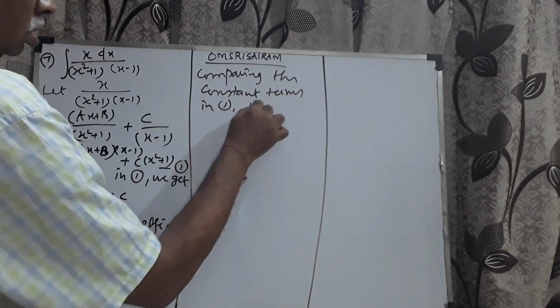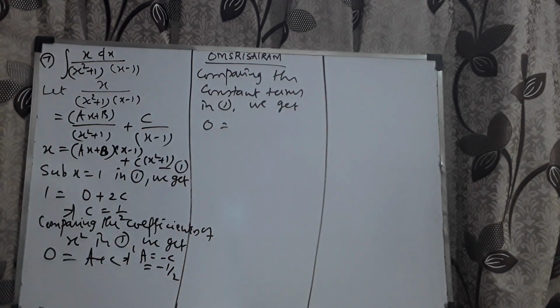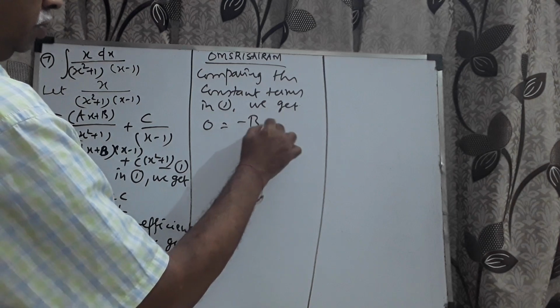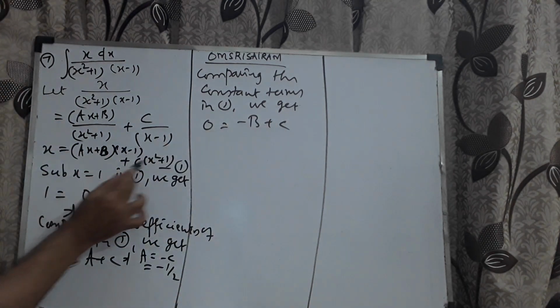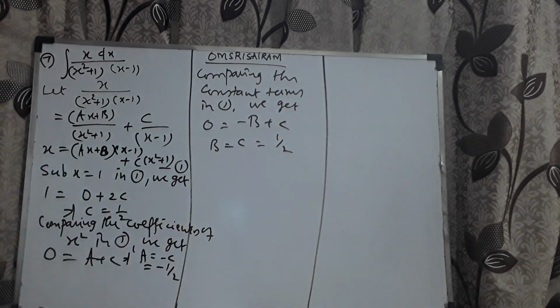in 1, there is no constant term in LHS. There is only x here. 0 is equal to minus b plus c. See here, minus b plus c. Therefore, b is equal to c, that is also half. b is also equal to half.